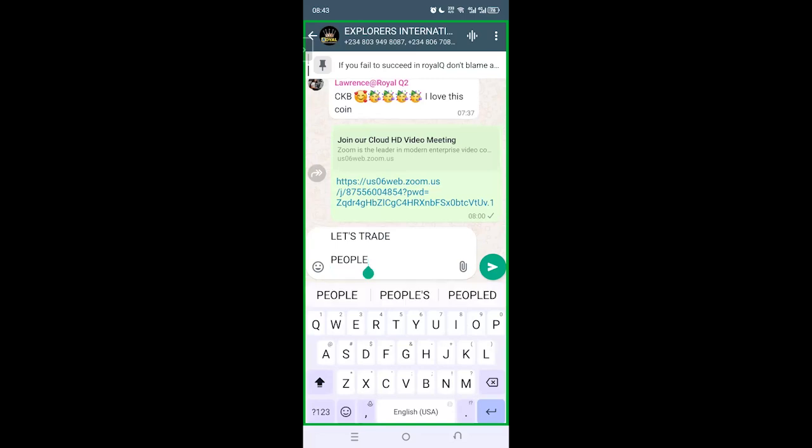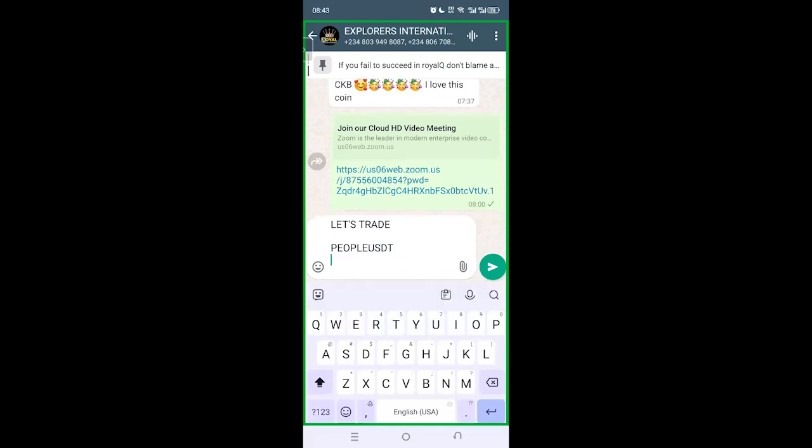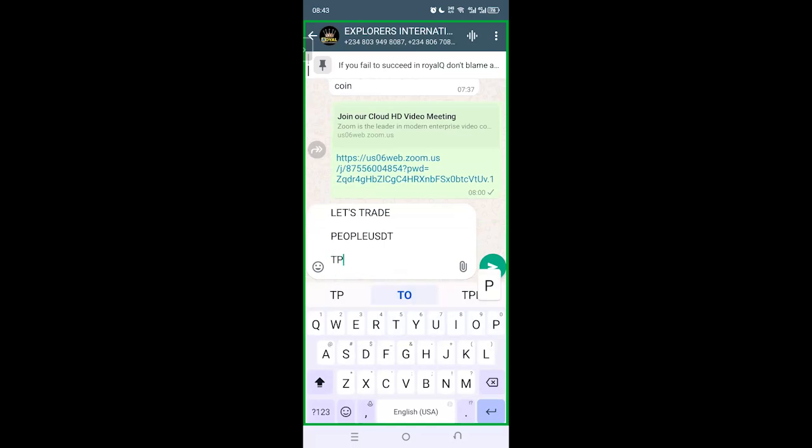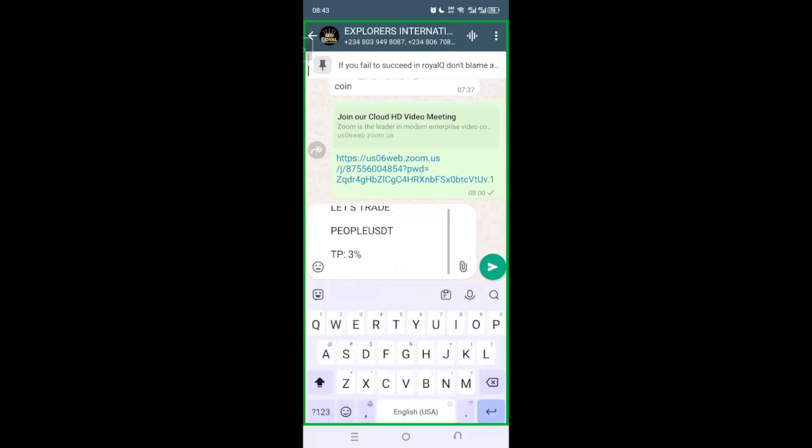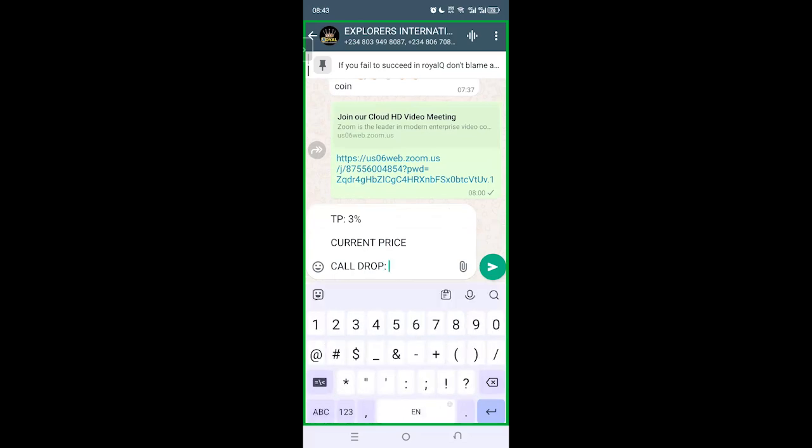People, USDT. Current price. Call drop. 13%.